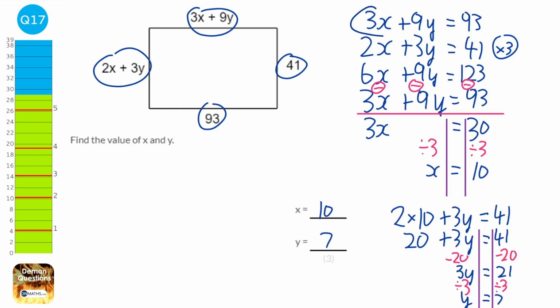Now I could check that with the first equation as well. So 3 times 10 is 30, 9 times 7 is 63, 30 plus 63 is 93. So we know we've got it right.